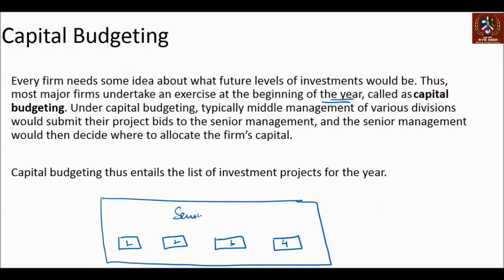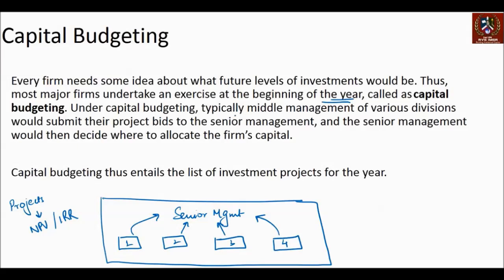There is a senior management who expects all these units to give some sort of forecast for the year. What are these guys going to do? What is the project that unit 3 will undertake? And what is the project that unit 4 will undertake? All projects are basically analyzed using the tools that we have seen so far. So your NPV analysis, your IRR analysis, your payback period analysis, those are the tools that are used to identify what projects need to be taken. And this data is then submitted to the senior management.